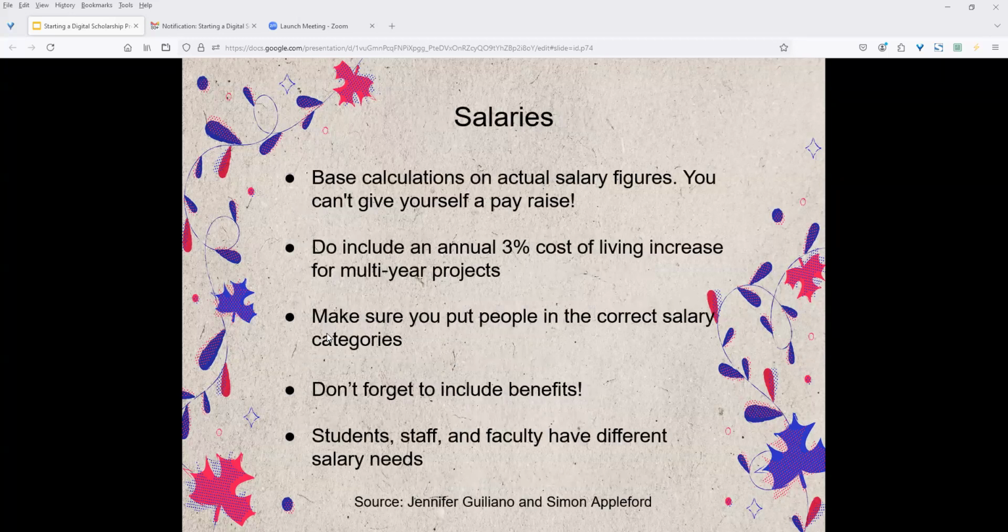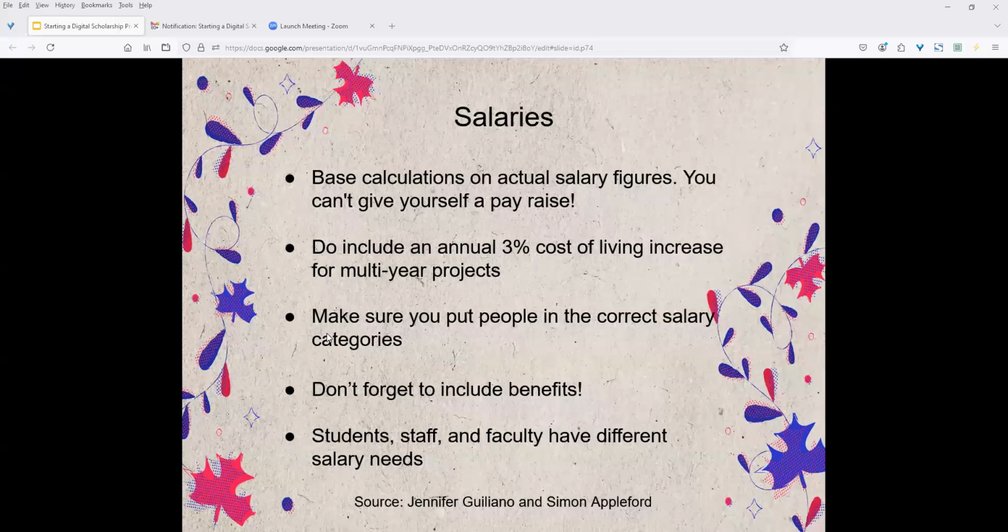So salaries. You want to talk about the base calculations on actual salaries. You can't give yourself a pay raise, sorry. If it's a multi-year project, do you include an annual 3% cost of living increase? Do you make sure your people are put in the correct categories? Don't forget to include benefits.